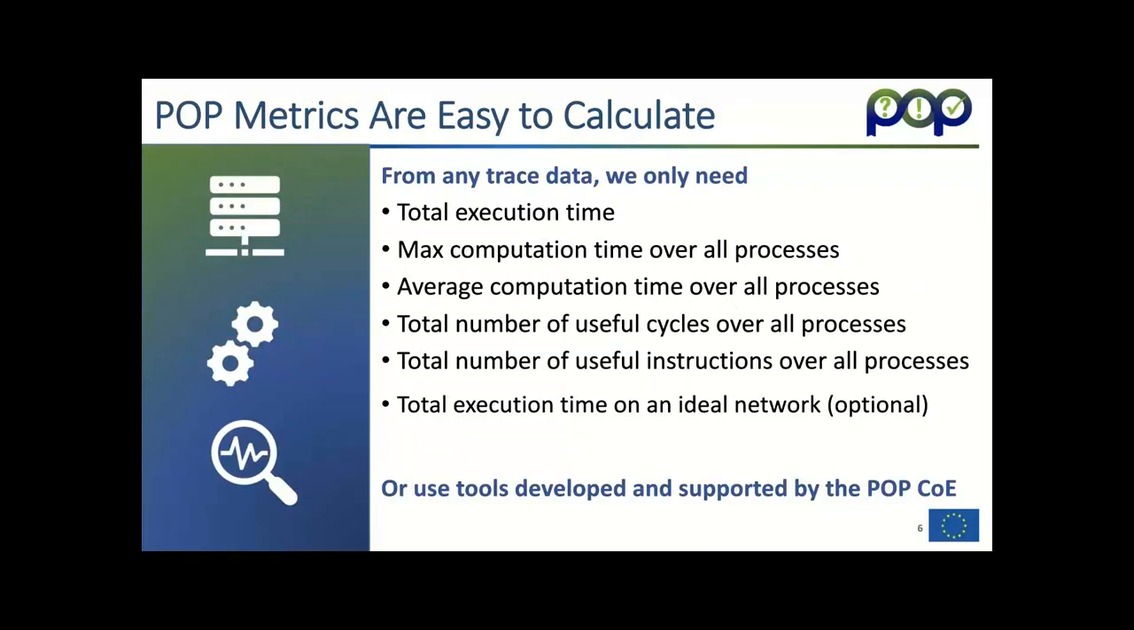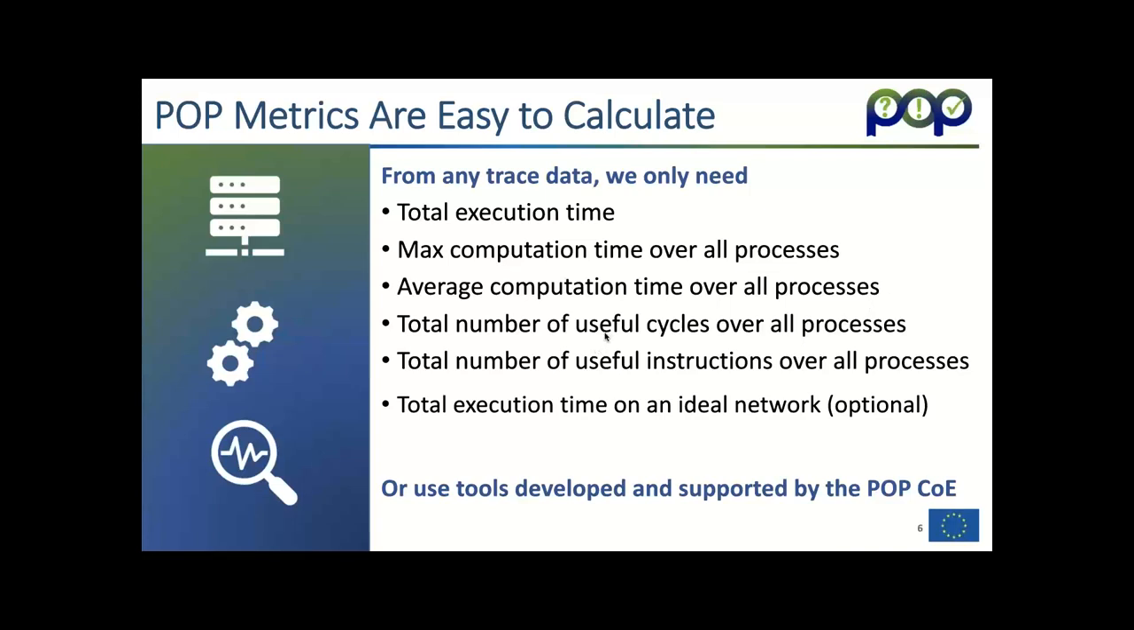And if you look at them in detail, these POP metrics are actually relatively easy to calculate. So if you have a trace, you just need the total execution time of your application. You need to be able to distinguish between computation time and not computation time, for example, MPI or OpenMP. And if you can do that, then you will be able to calculate the maximum computing time over all processes and the average computing time over all processes. And with those three numbers, you can actually calculate almost all the metrics already.